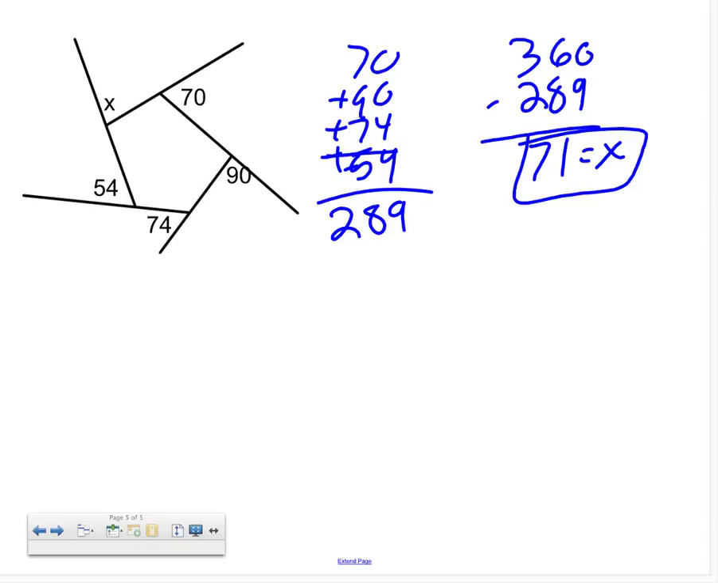So those are the angle properties for both interior and exterior angles of different types of polygons. Again, the interior angle ones depend on how many sides you have. You have to use that 180 trick. For the exterior angles, though, it doesn't matter what size the polygon is or how many sides it has. It's just always going to be 360.